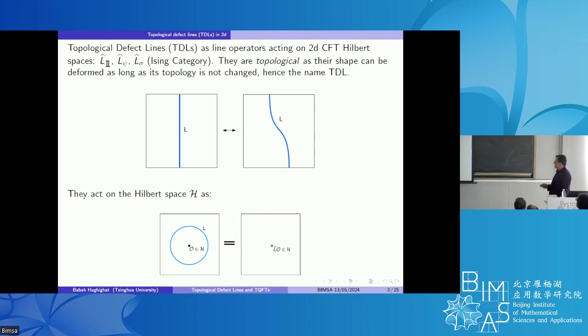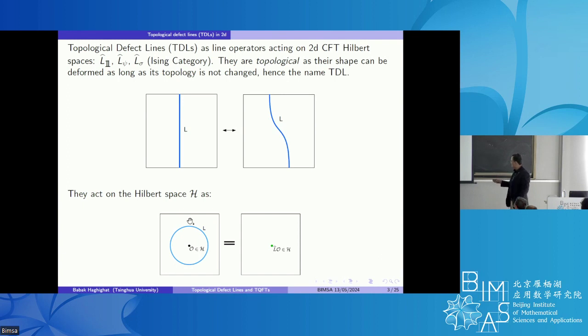Another, maybe more intuitive way to talk about these is that you can think of them as devices acting on certain vector spaces. You see, I've put here a point. This point in physics is, let's say, an operator, and this is an element of some vector space or Hilbert space. And this line defect acts on it like a machine acting on this vector space: you act on some element and it gives some other element. You can think of them also in this way. And the way it acts, because it's topological, is that you can just shrink it.